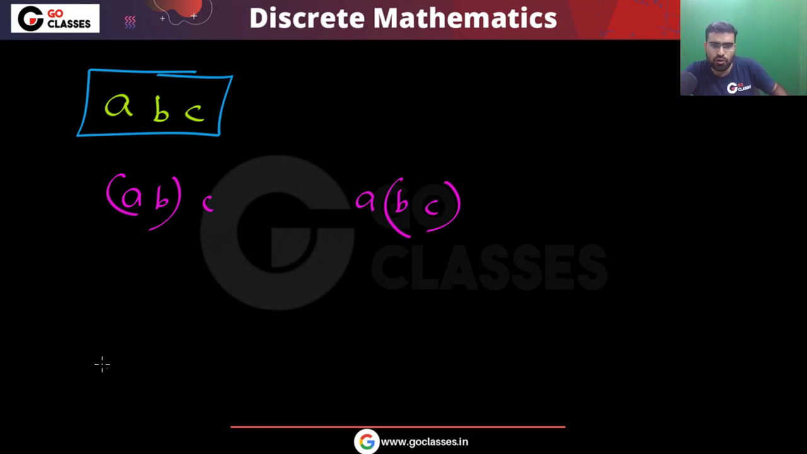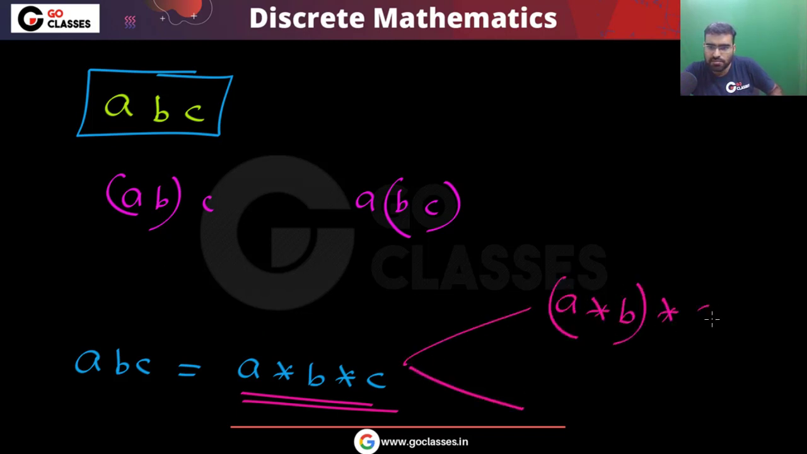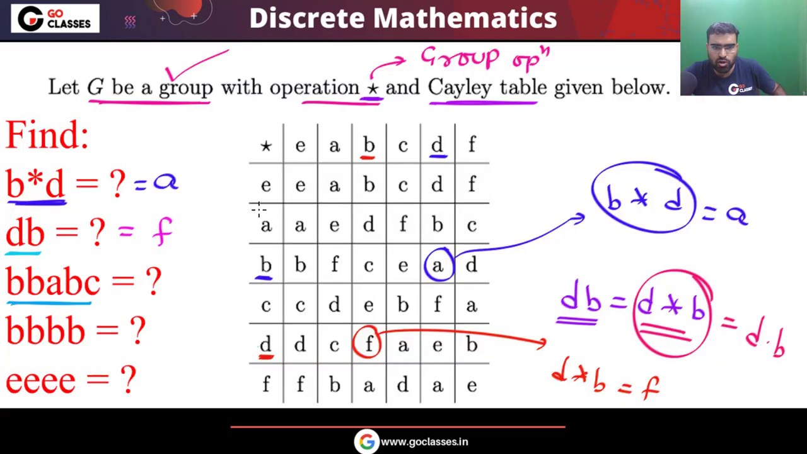If I ask you ABC, it simply means I am asking A star B star C. But you tell me, what should I do? Should I do this or should I do this? The answer is you can do both of them because they will be the same, because we are talking about a group.